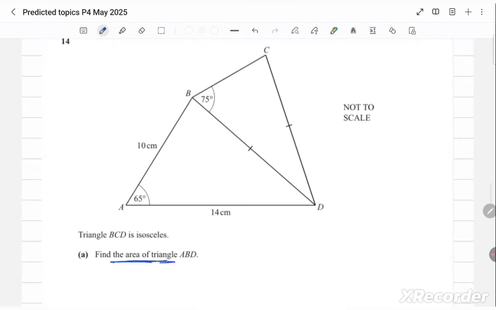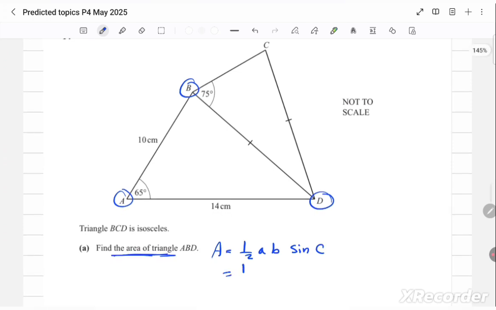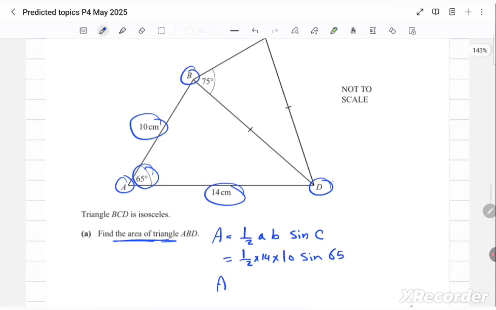The first question is to find the area of triangle ABD. The area of a non-right angle triangle is 1/2 ab sine C: you multiply two sides and the sine of the angle between them. So 1/2 times this side times this side, 14 times 10, sine of the angle between them. What is the angle between them? 65.